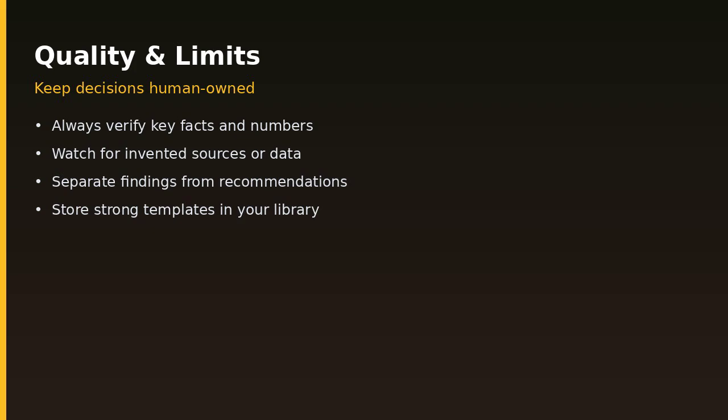Bias awareness. AI can amplify the framing you give it. Always test the opposite framing. Ask what the strongest case against the current recommendation would be. This simple counterprompt improves the quality of the final choice.